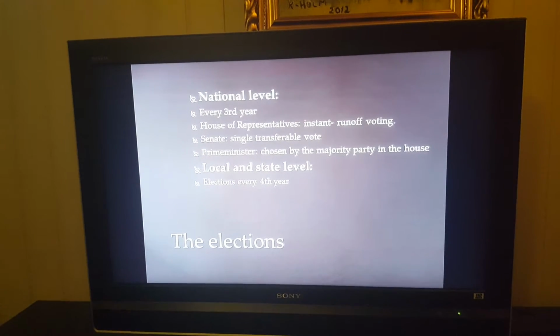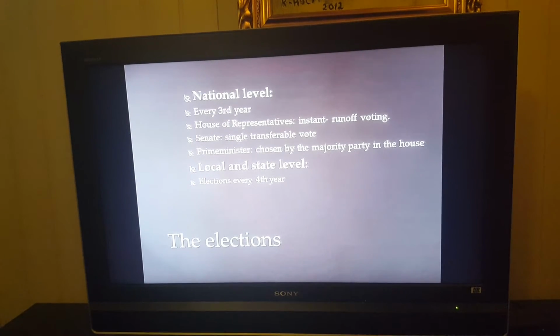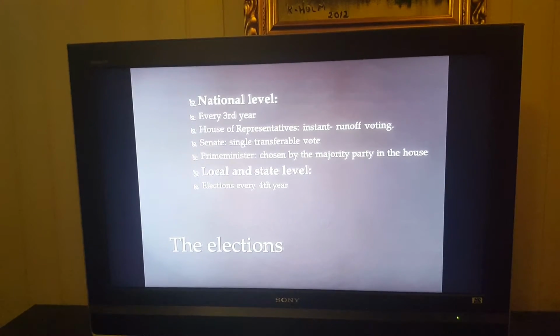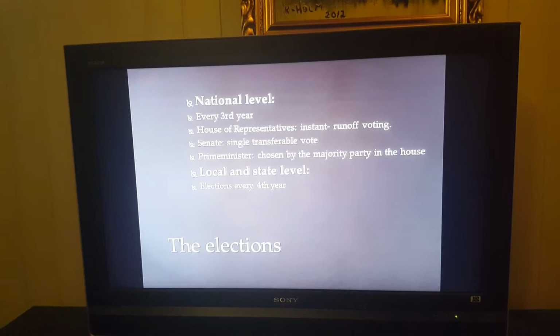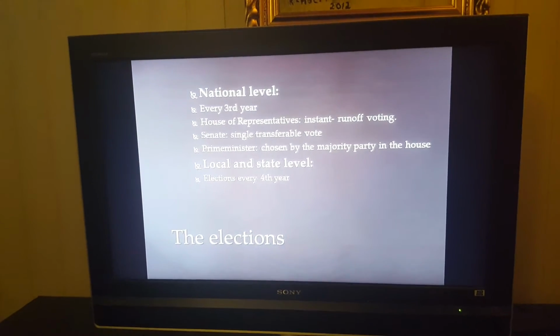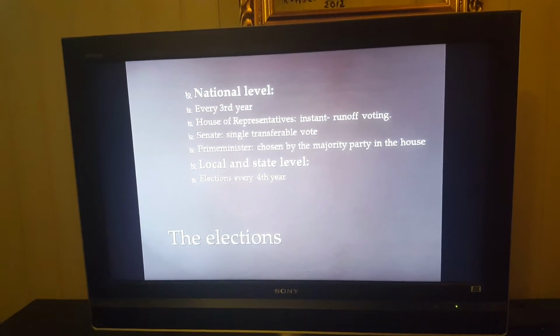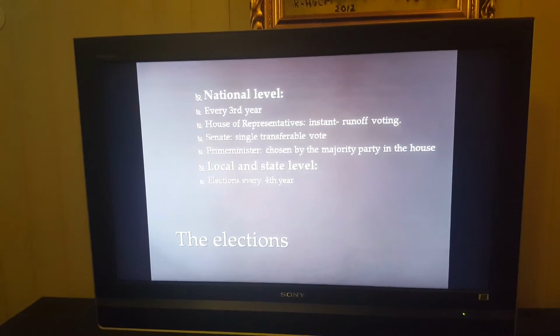State and local level has elections every fourth year, and each state has a governor and a premier, who is the leader of the state government. He's kind of similar to the Prime Minister, but not on the federal level, just on the state level. And also each state has their own Supreme Court.